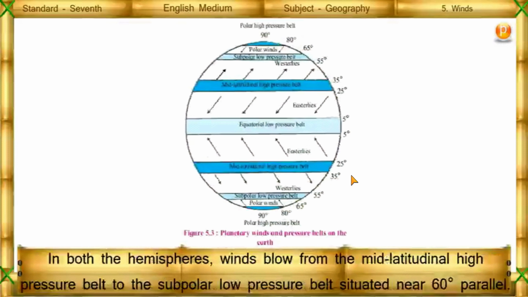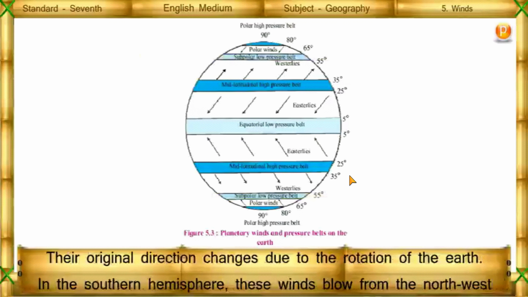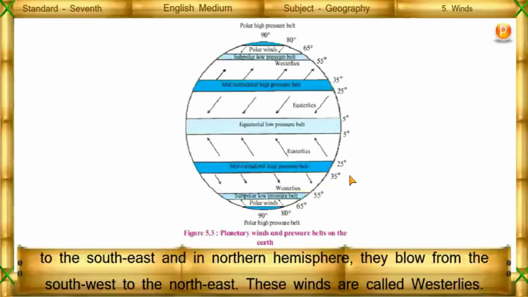In both the hemispheres, winds blow from the mid-latitudinal high-pressure belt to the subpolar low-pressure belt situated near 60 degrees parallel. Their original direction changes due to the rotation of the Earth. In the southern hemisphere, these winds blow from the northwest to the southeast, and in northern hemisphere, they blow from the southwest to the northeast. These winds are called westerlies.